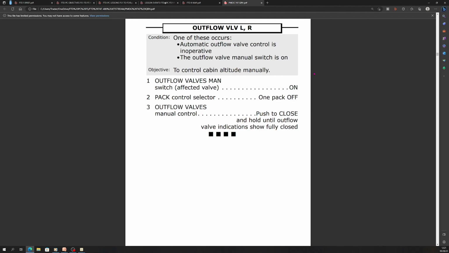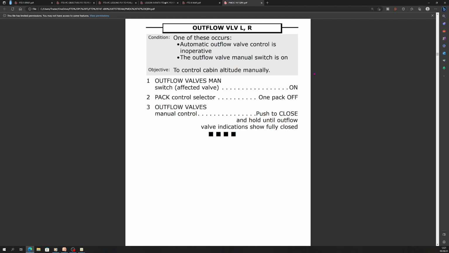And then it says outflow valve manual control, push to close, and hold until the outflow valve indications show fully closed. So you're in manual on the one side. The right side's on automatic. The left outflow valve is manually controlled now. So you can use the little toggle switch, and we'll show you this in the FTD if you don't know what I'm talking about. We'll toggle that outflow valve closed.